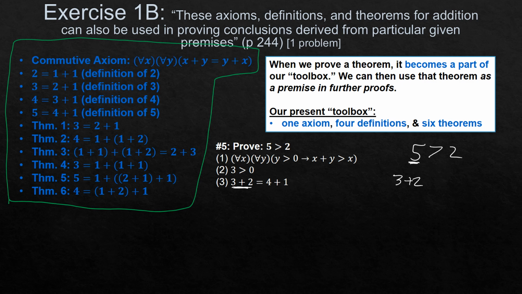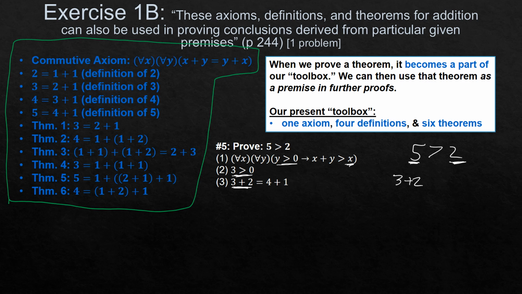Then the question is, what are we going to do with premise 1? How are we going to instantiate that? Well, we have this y is greater than 0. Here we have this 3 is greater than 0, so it looks like we're going to instantiate 3 for y. And then what about x? Probably 2, because that shows up as a number we want.